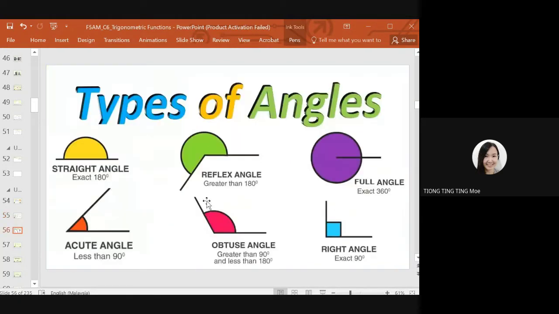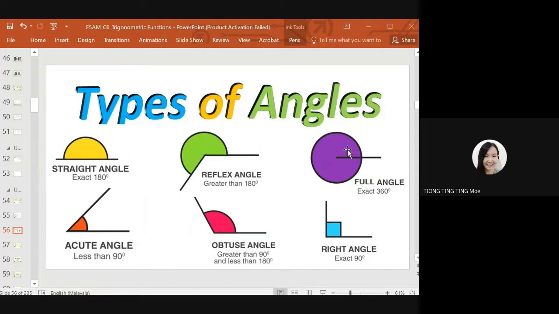So let's see. These are the types of angle. The straight angle is exactly 180. Then acute angle, obtuse angle. Obtuse angle is in between 90 and 180. Then reflex angle is greater than 180. Quadrant 3 and quadrant 4 are all reflex angles because they are greater than 180 but less than 360.